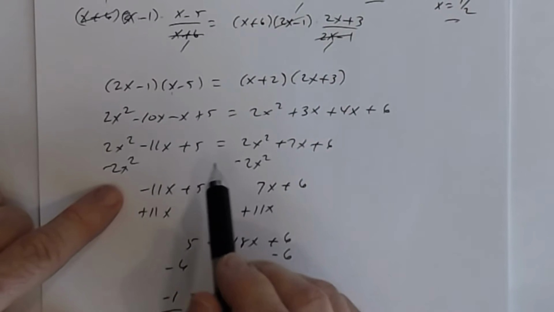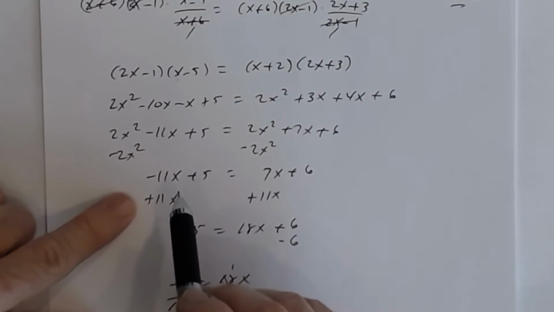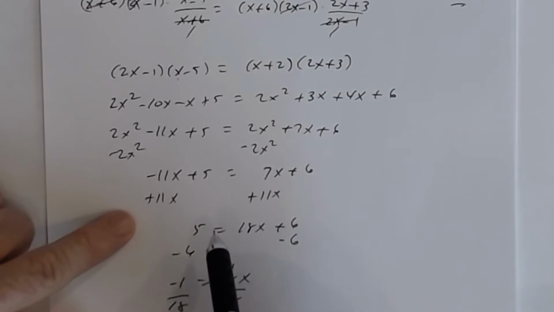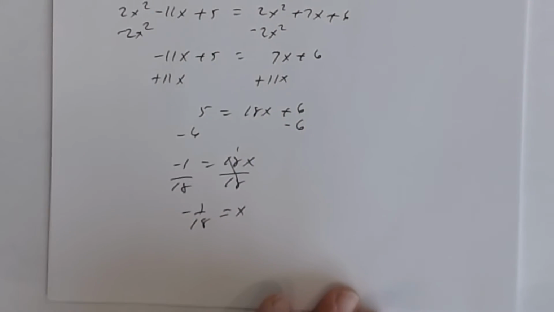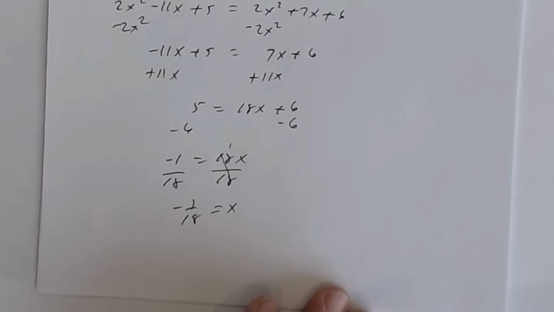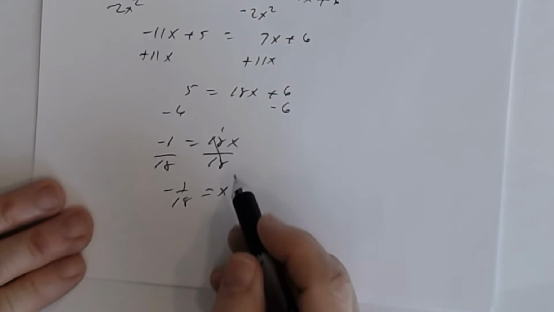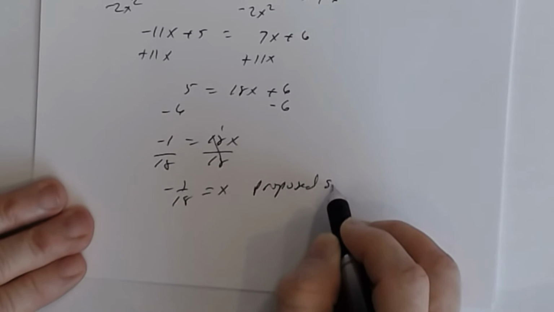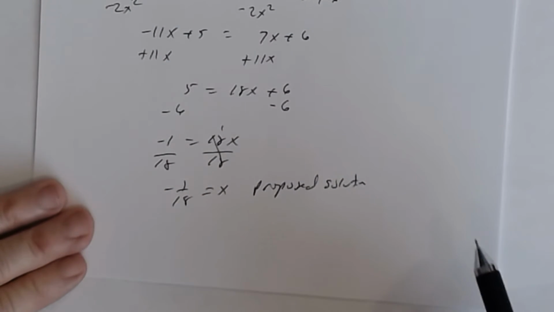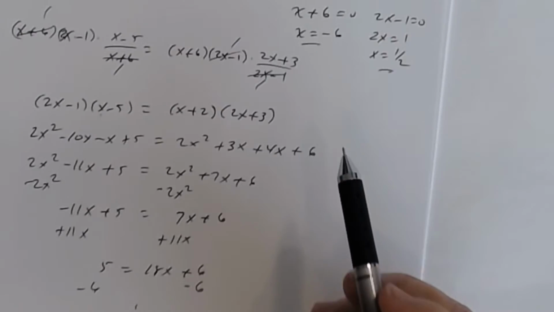All right, subtract 2x squared. Then we're going to add 11x. All right, so it looks like I didn't make an error. So I get x equals negative 118. Now you got to ask yourself, remember that's going to be our proposed solution. All right, but you got to check that against the restriction.